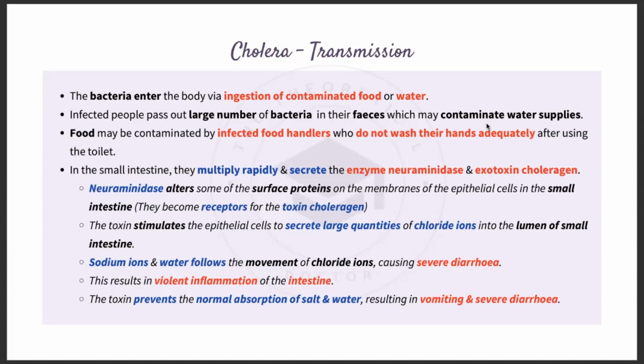So this toxin will stimulate the epithelial cells to secrete large quantities of chloride ions into the lumen of the small intestine. So it's causing all these chloride ions to come out. Now, when these chloride ions come out, sodium ions and water follow the movement of the chloride ions. Sodium ions also follow, water follows, and then it will cause severe diarrhea because now all the water is coming out from the body and it's all collecting in the intestines. So this will result in violent inflammation of the intestine, and the toxin also prevents the normal absorption of salt and water because it's not being absorbed by the body, it's all coming out, it's all following the chloride ions, and this will result in vomiting as well as severe diarrhea.